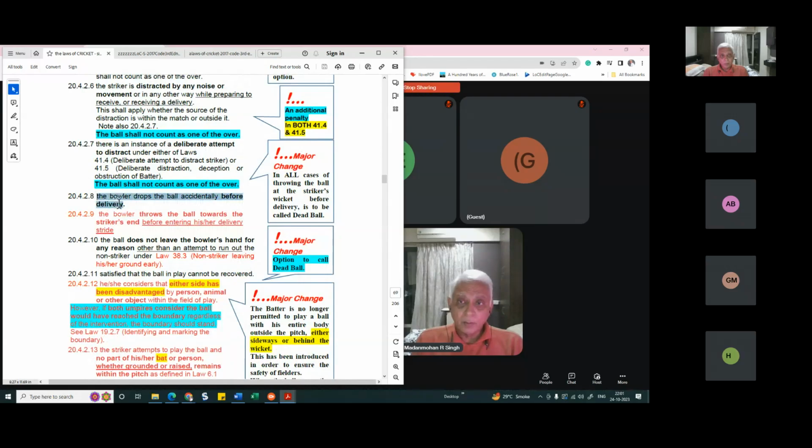The bowler drops the ball accidentally before delivery. He loses control of the ball and drops it before delivery. The bowler throws the ball towards the striker's end before entering his delivery stride.